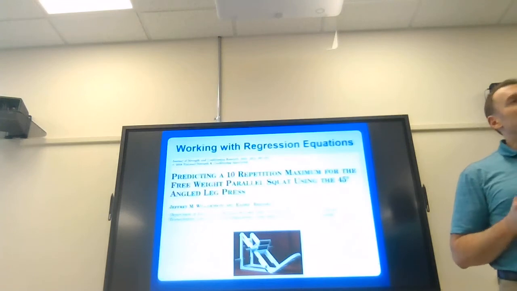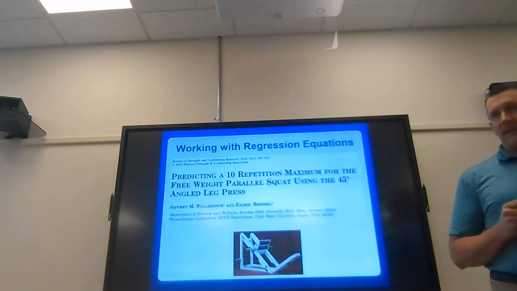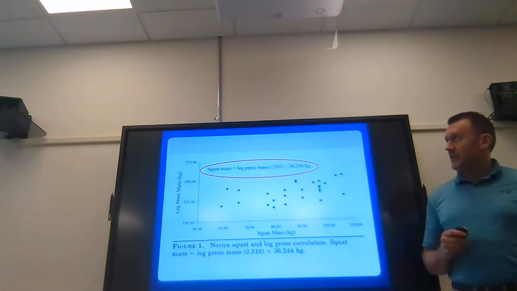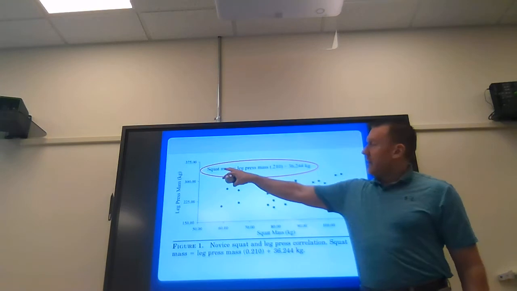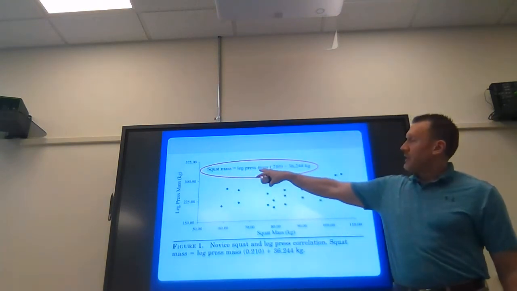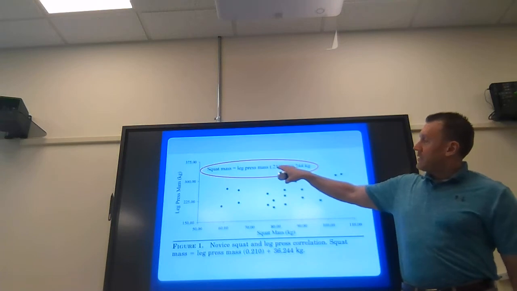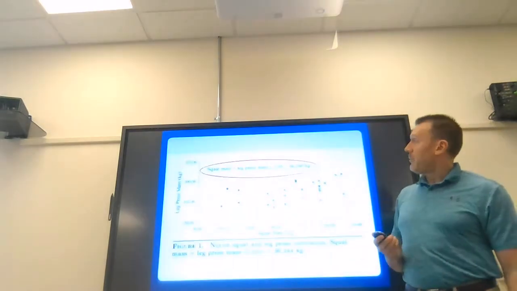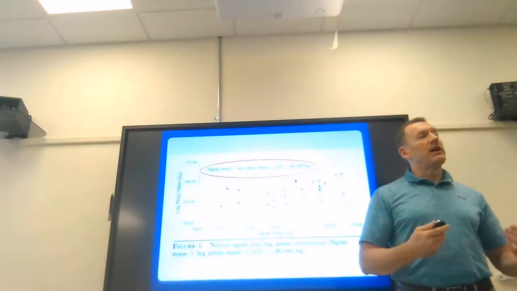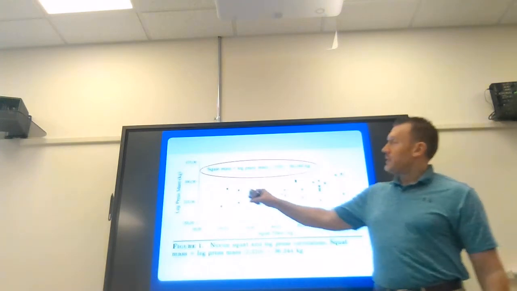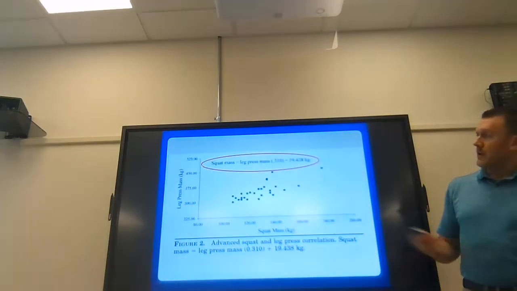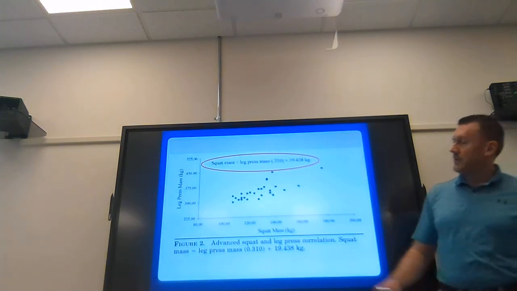and 30 of those were advanced and 30 were novice. And so I did a total of 3 predictions. This is for the novice squat, so predicting squat mass from leg press mass, and then this would be your beta, and then this would be the intercept out here. So how much you could lift on the leg press in kilograms to predict an equivalent load for the free weight back squat.